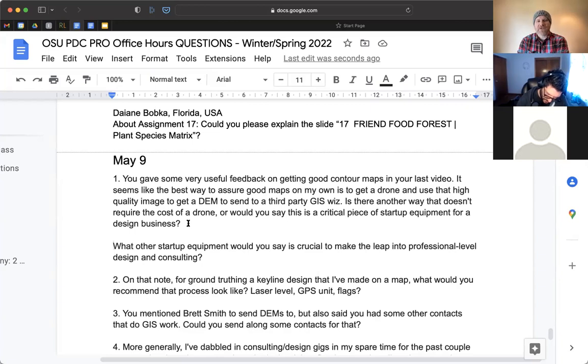So is there a way that doesn't require the cost of a drone, or would you say this is a critical piece of startup equipment? I wouldn't say it's critical at all. I went without this for a long period of time. I currently don't have a drone. I have in the past. I sold it because I wanted to be ready for whatever the next upgrade in technology was. And truthfully, at this point, I found a few folks who are running drones who can run this service for me for under $500, and I'm more than happy to pay them for that.